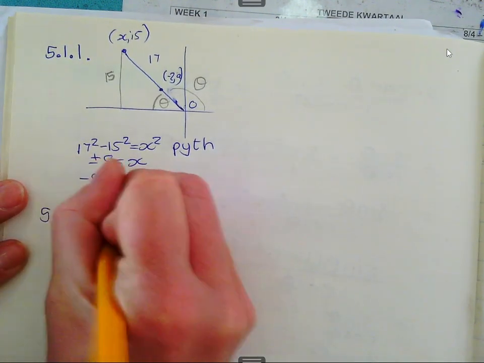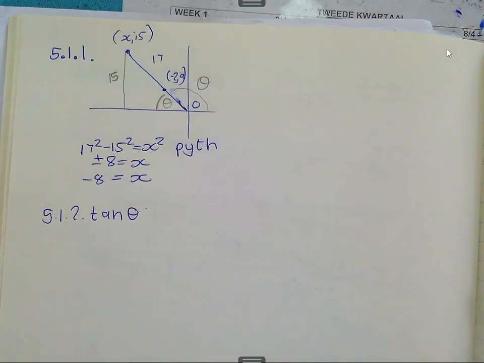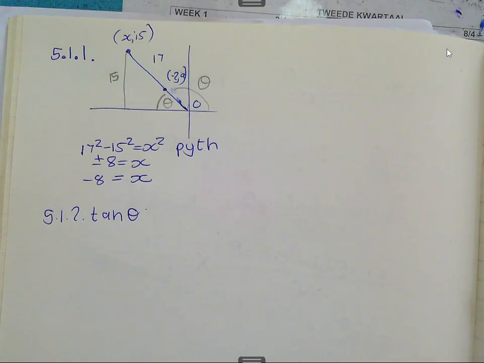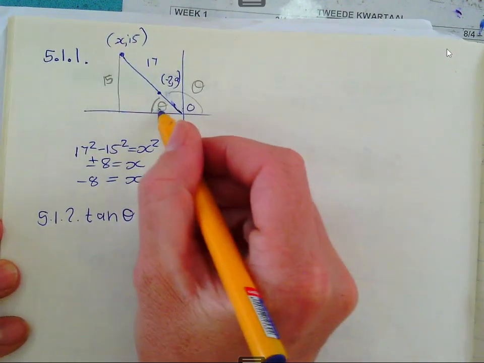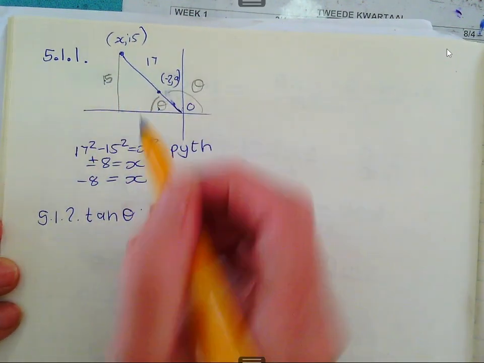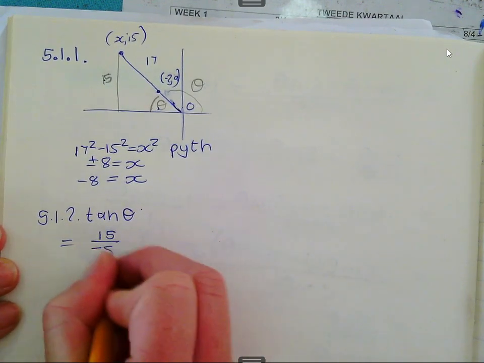5.1.2, I had to calculate tan theta. I'm saying this again, that tan theta is not an angle. It's not you calculating the angle. Tan of theta is a ratio. It's a fraction. It's a numerator over a denominator. And therefore the tan of theta will be the opposite over the adjacent. And that will be 15 over negative 8.